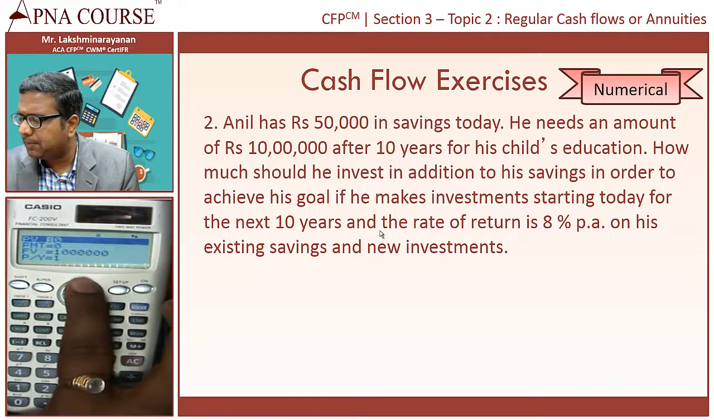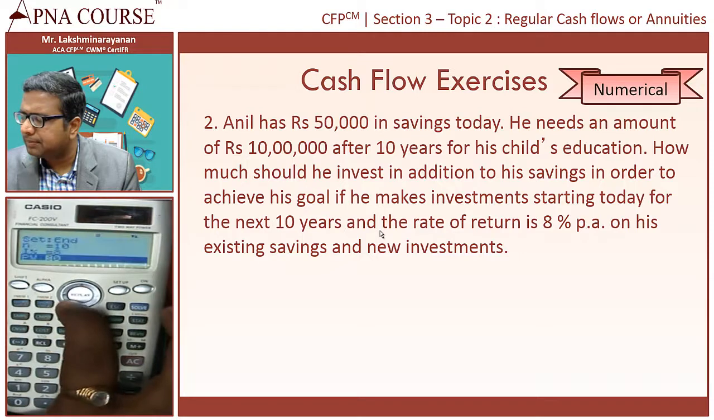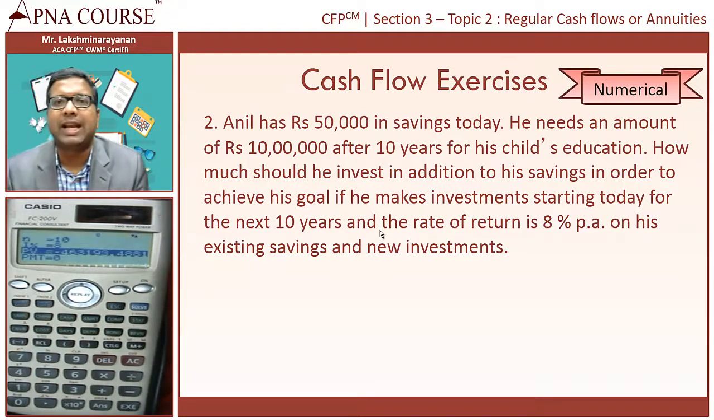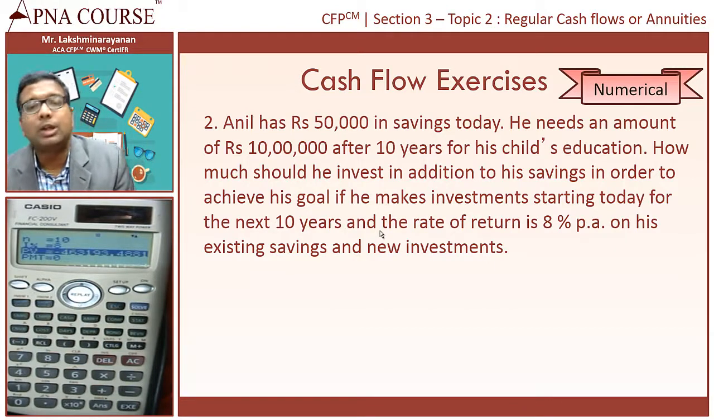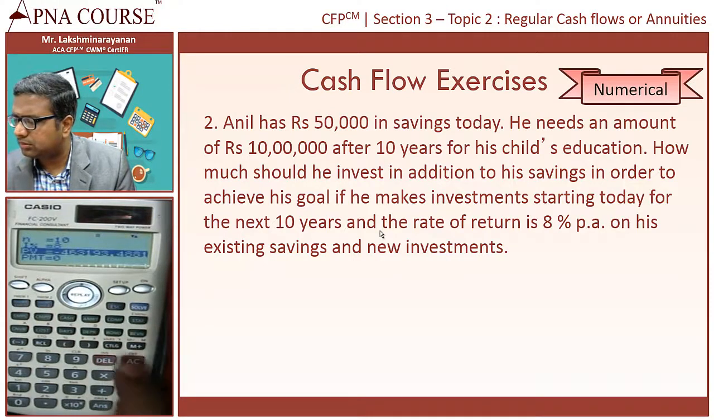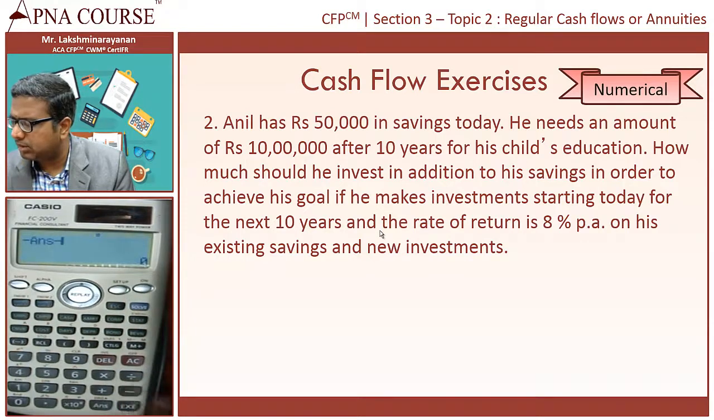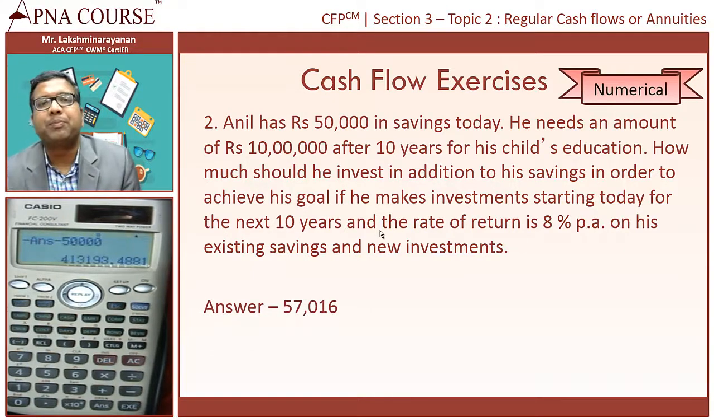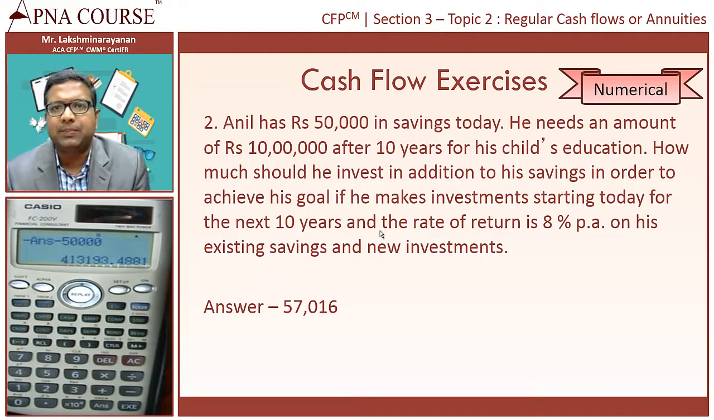P bar by C bar by 1. Can I find PV directly? So I get 4,63,193, which is the present value of his goal. But already he has 50,000. So can I reduce 50,000 from this? So let's say answer minus 50,000. 4,13,193. Is that the amount he has to invest on a one-time basis?